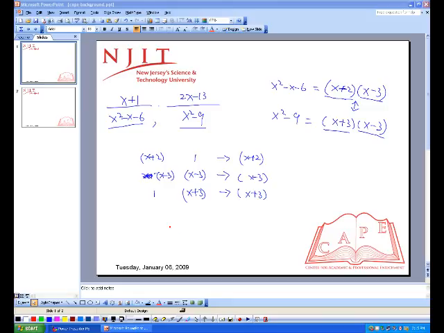So the final answer will be the product of all those least common denominators. So it's x plus 2, x minus 3, and x plus 3. That will be the least common denominator for both expressions.